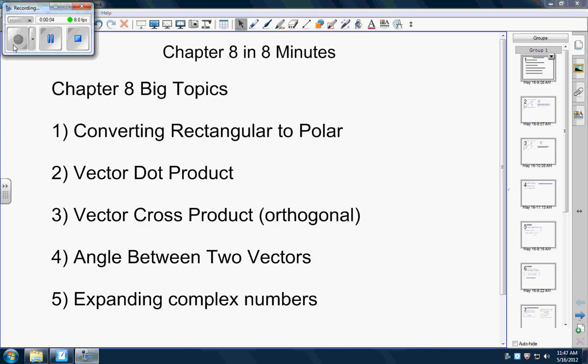Okay, chapter 8 is where we took a little bit of a turn and we started looking at rectangular and polar. We did a lot of complex number stuff and then also finished up with vectors. Here's the 5 big topics that we did. Not that I'm going to give you 5 questions because some of these topics can be rolled in together, but basically this is what you're responsible for out of this chapter.